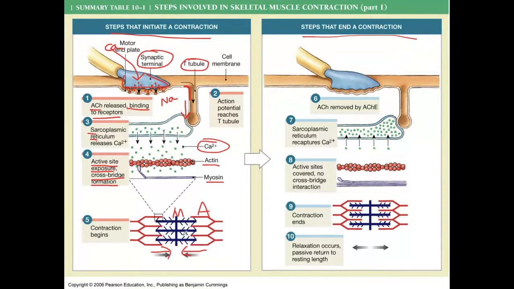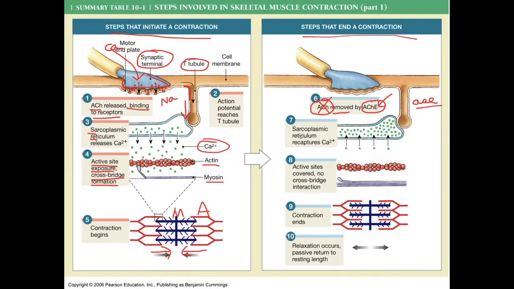Now, if you want the contraction to end, well, we have to get rid of acetylcholine. So acetylcholine is removed by an enzyme called acetylcholinesterase. The E is for esterase. And remember, anything that ends in -ase is an enzyme. So you have acetylcholinesterase that's going to degrade and break down the acetylcholine. If acetylcholine is broken down, then there's nothing to open up that sodium channel to allow excitation to hit the sarcoplasmic reticulum to release calcium.